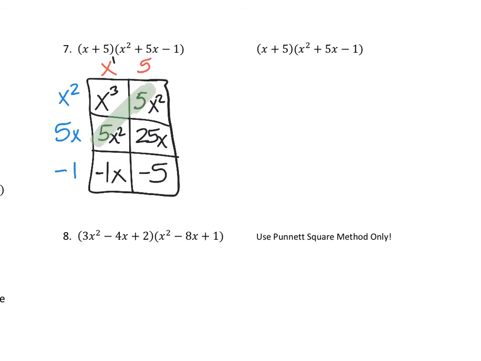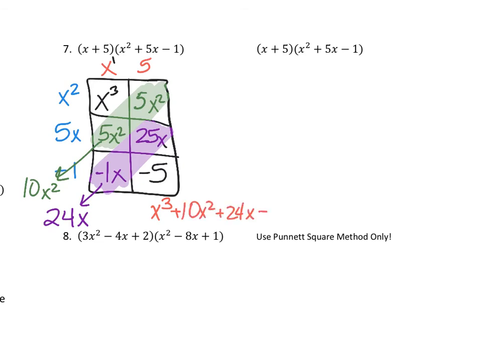Now, there's a lot going on here, but what do you notice about the diagonals? They're all the same. Every single one. We can still add our diagonals together. You will still have your like terms on a diagonal when you use the Punnett square method correctly. So 5x squared plus 5x squared is 10x squared. 25x plus negative 1x is 24x. So my final answer all put together would be x cubed plus 10x squared plus 24x minus 5.